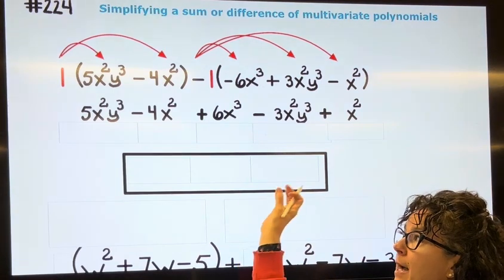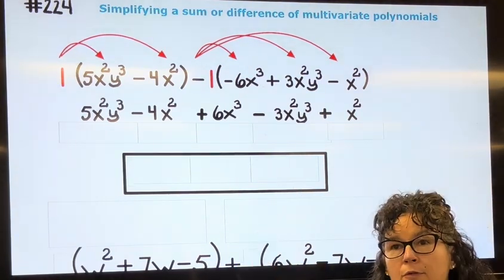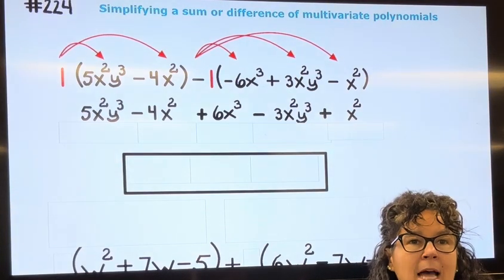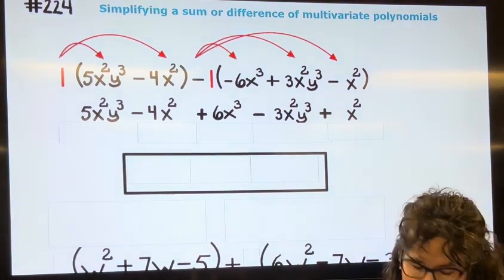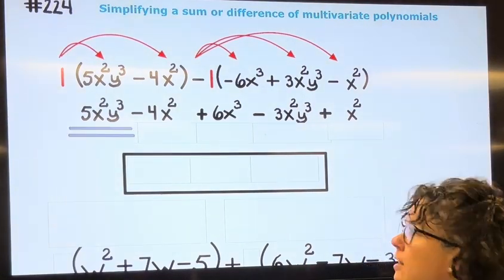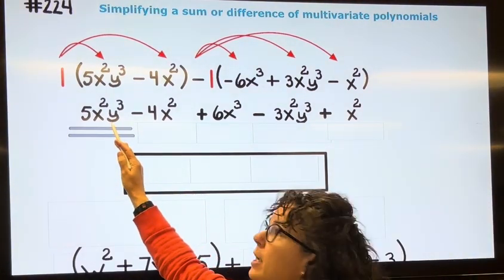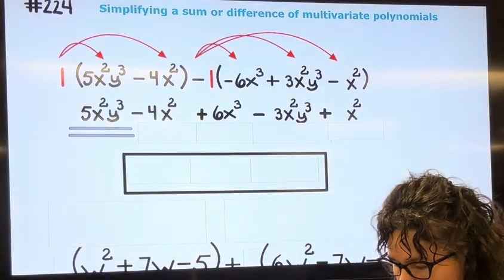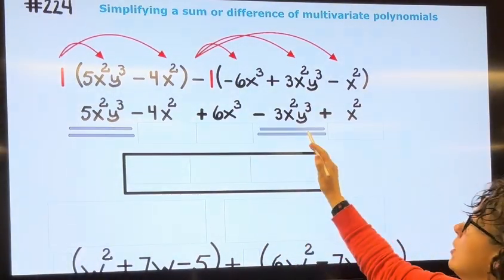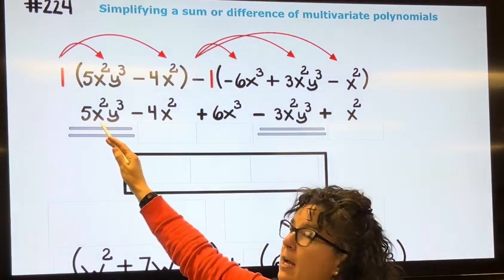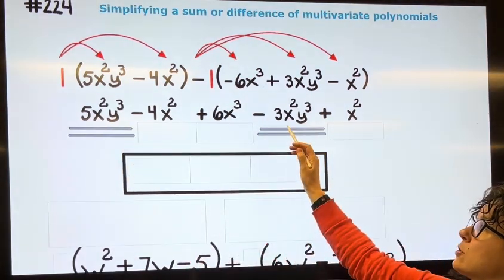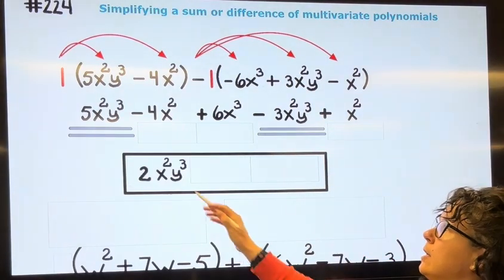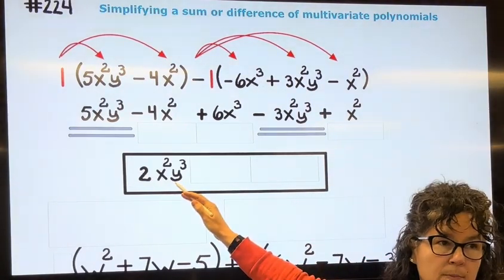Again, when you're combining like terms, the number in front tells you how many of something you have. What comes after it is the object. So this first one, I have 5x squared y cubed. So if I go looking for the other x squared y cubed, those are right here. I have 5 of these minus 3 of the same thing, so I have 2 x squared y cubed.